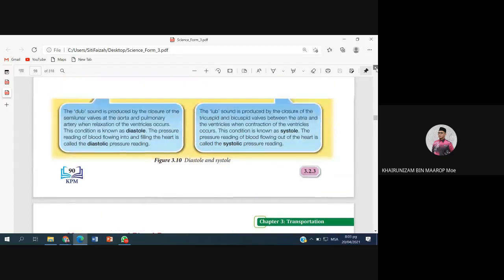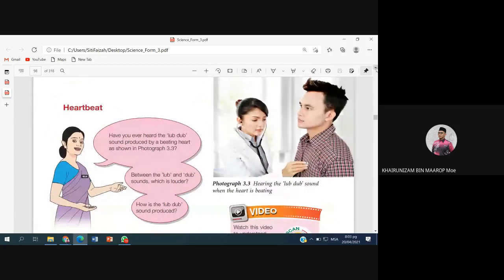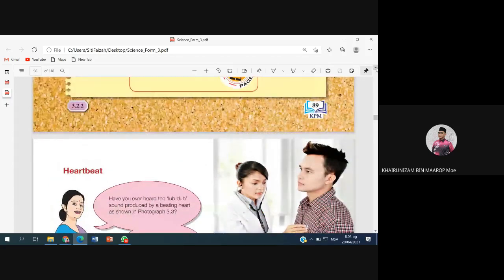Today we continue our lesson. It's about the heartbeat. Okay, before this, you already learned about the blood vessels and the function of the heart. Now today we want to learn about the heartbeat.